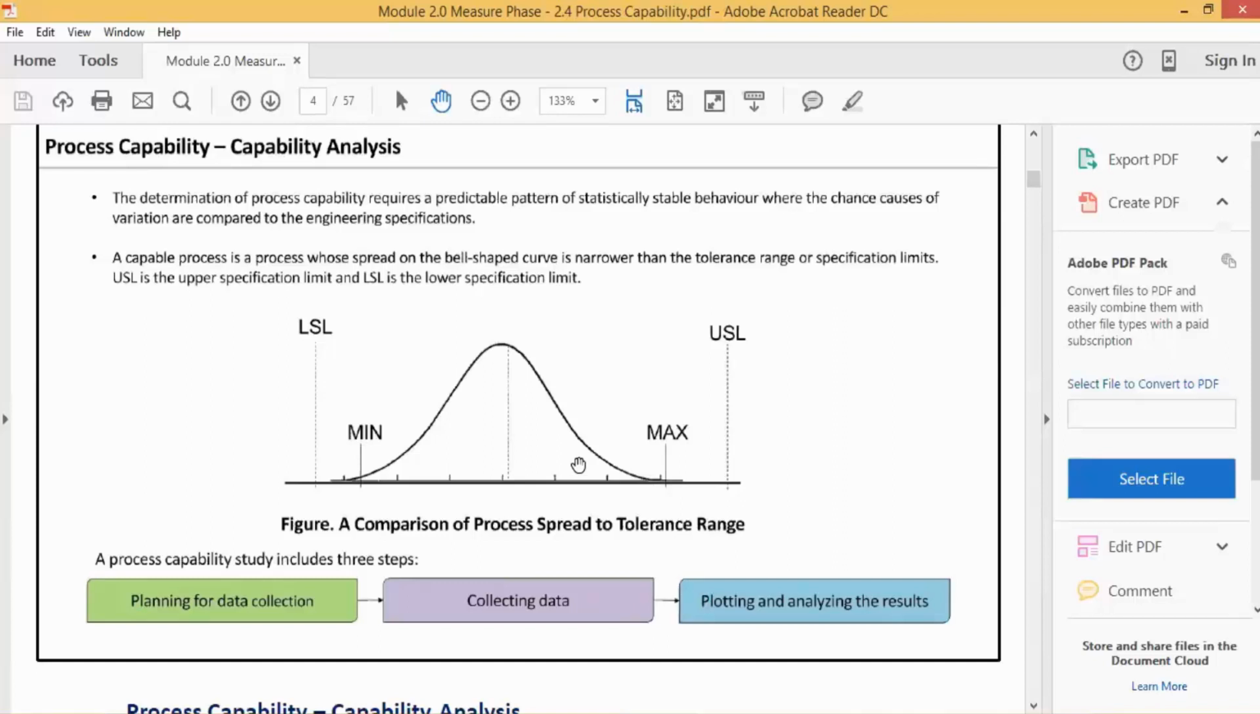Okay. What does this process capability study include? Planning for data collection, collecting data, plotting and analyzing the results. That we can do using Minitab.